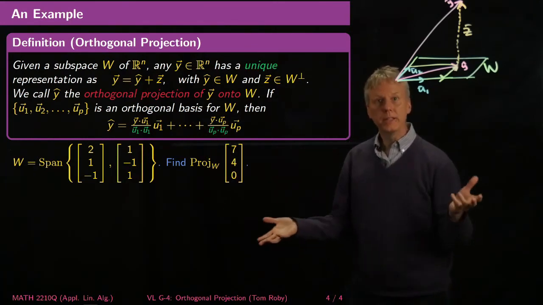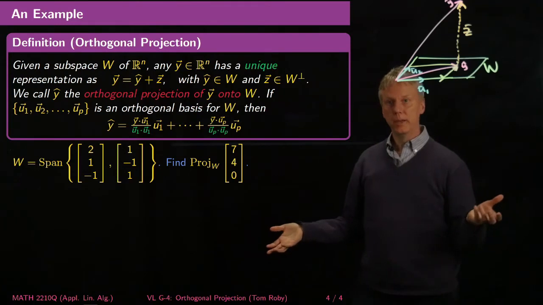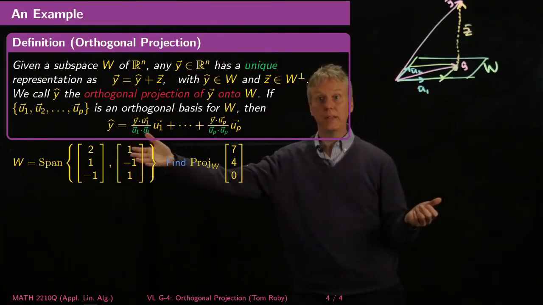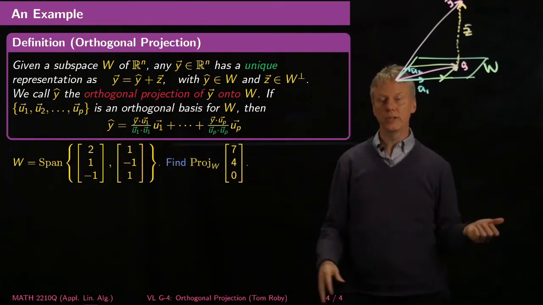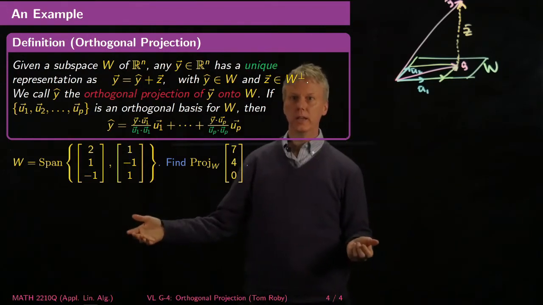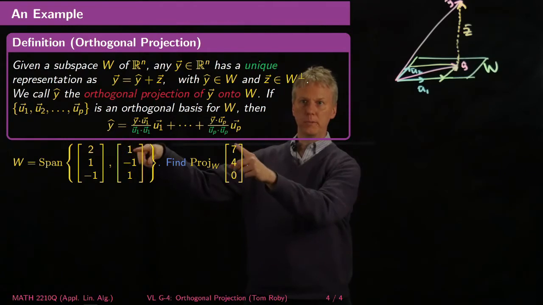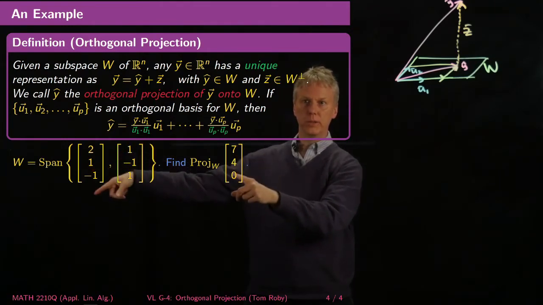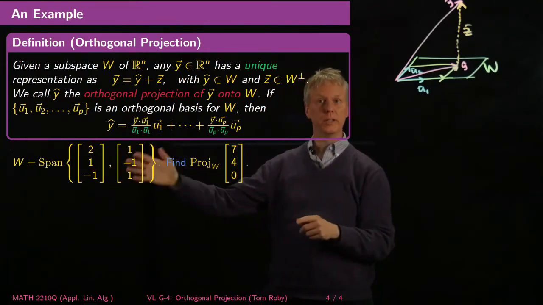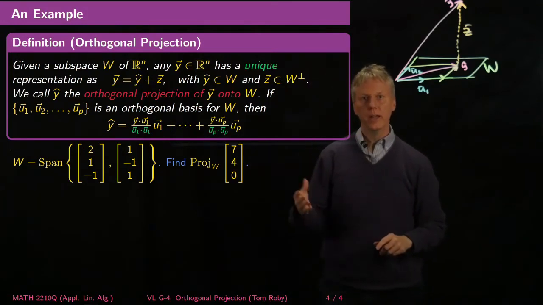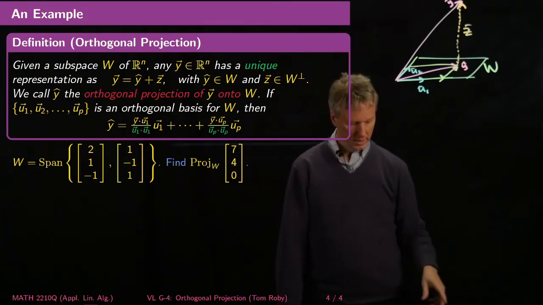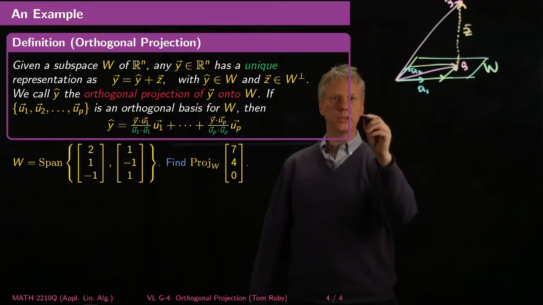Okay, but now let's get very concrete and say, suppose I know that W is the span of these two vectors, and I want to find the projection onto this. So first question: is this an orthogonal basis or not? So you have to do the math, right? 2 times 1 plus 1 times minus 1 plus minus 1 times 1 is 2 minus 1 minus 1 is 0. Good. So it's orthogonal. And so now if I want to find the projection, then I guess I've just got to do some computations, right?